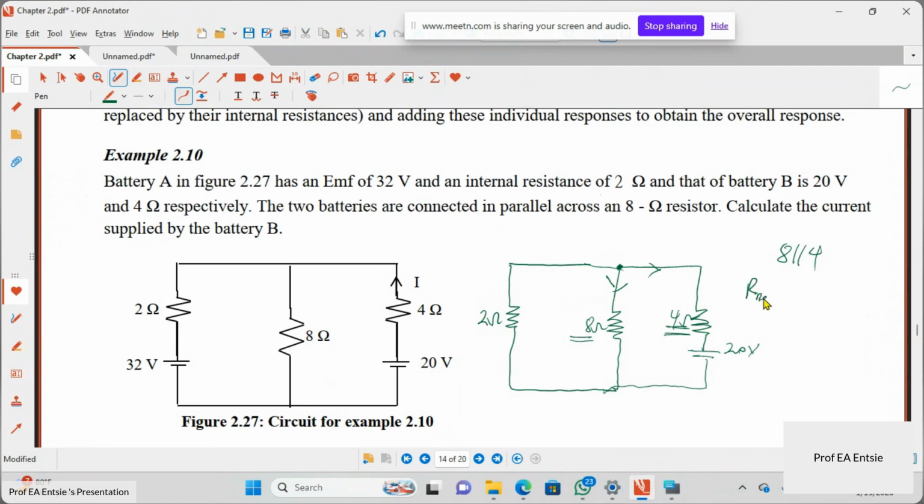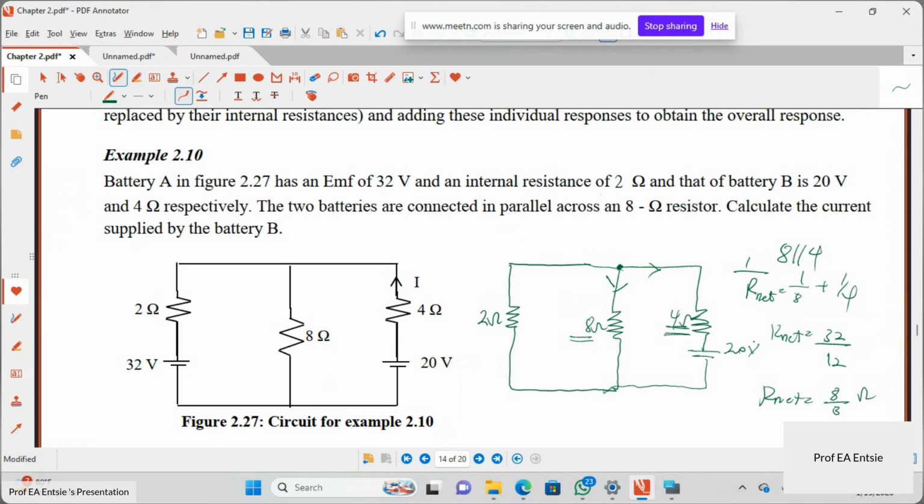If you want to find the net resistance here, it will be 1 over the net is equal to 1 over 8 plus 1 over 4. You know this already. Or the simple process: the net resistance of two resistors in parallel is the product of the two resistances over the sum of the two resistances. But you can also do it this way. The LCM will be 8. If you do everything well, you should end up with 32 over 12. Then the net resistance will be 8 over 3 ohms.